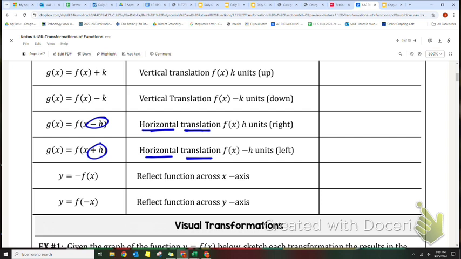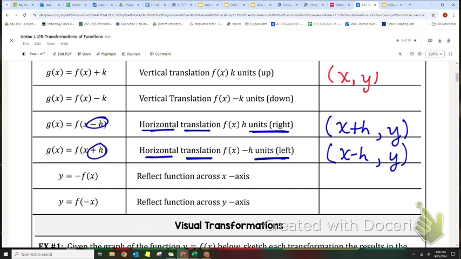Now, everything that's inside with x always does the opposite of what it's supposed to do. This says minus h, so you think you would go to negative h, but you don't. You're going to go to the right h units. If it says plus h, you're going to go the opposite direction, to the left h units. For our ordered pairs, if it says x minus h, we're going to add h to our x's, and the y's stay the same. If it says x plus h, we subtract h from our x's, and the y's stay the same. Since I scrolled up, I'm just going to write this other one real quick. So this was x, y plus k, and this was x, y minus k.